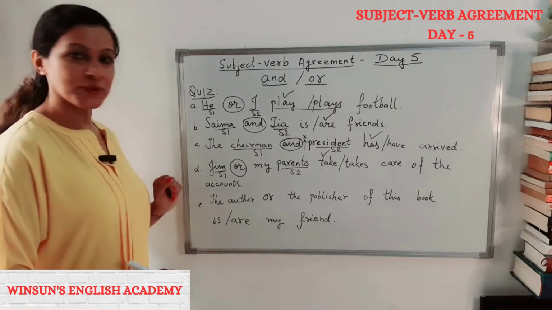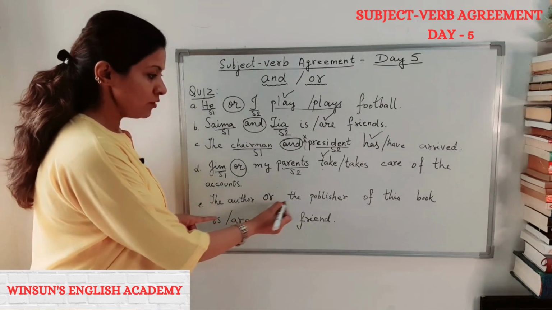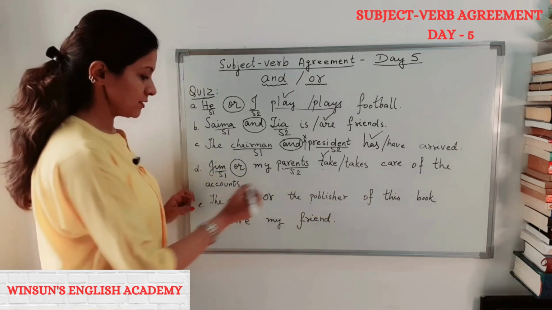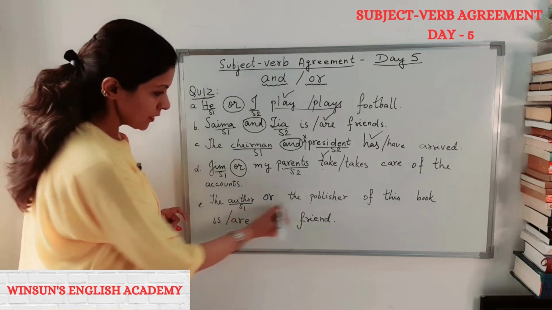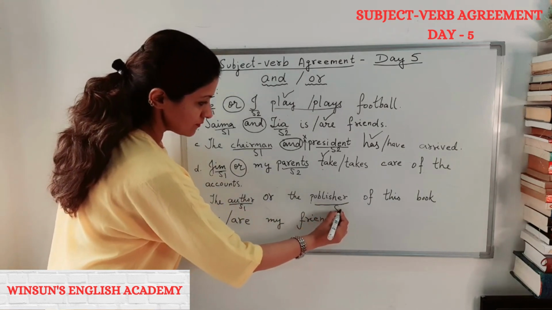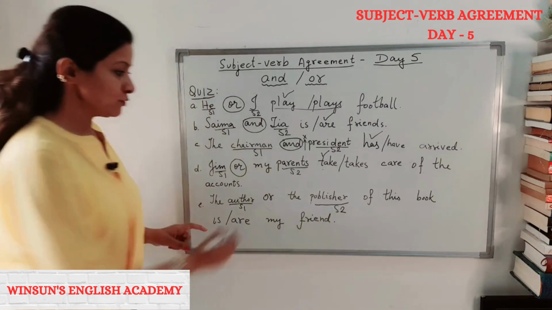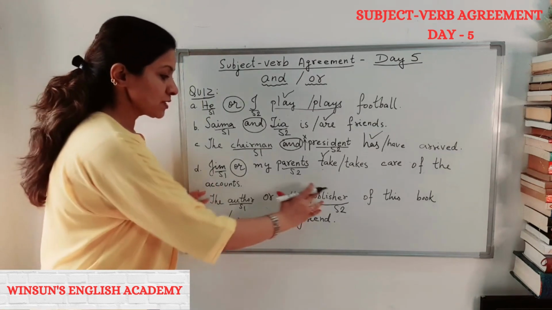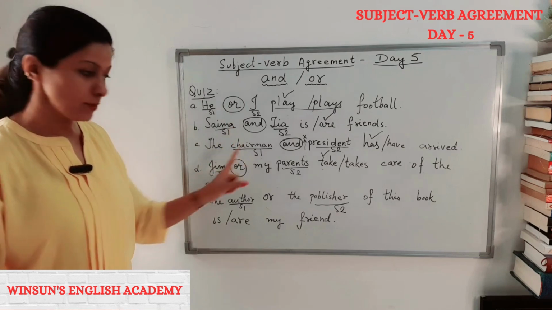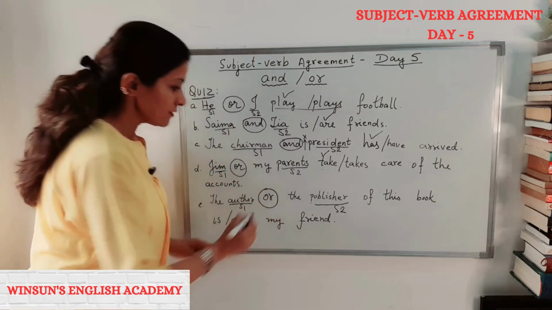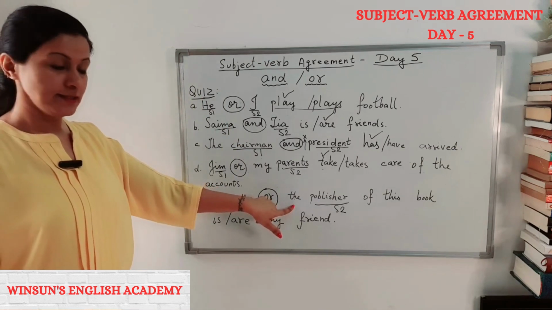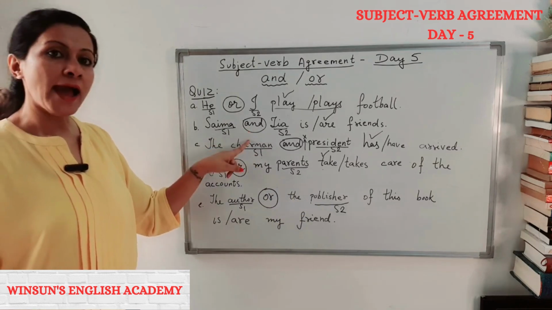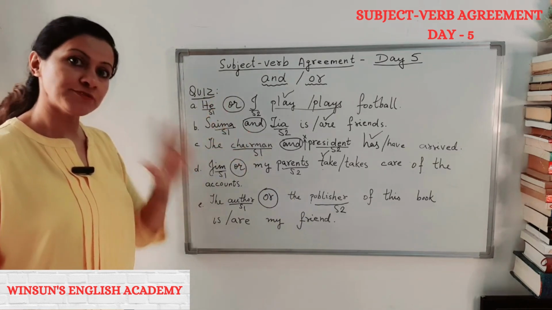Let's look at the last one now. The author or the publisher of this book is or are my friend. We have our subject 1, we have our subject 2. Do not get confused because we have an article here also. We have to first check whether these two subjects are joined by or or and. Okay, so here it's or. Therefore, we need not worry about this article here. We have to worry about articles before subject 2 when we talk about and, not or. Or has a different rule altogether.